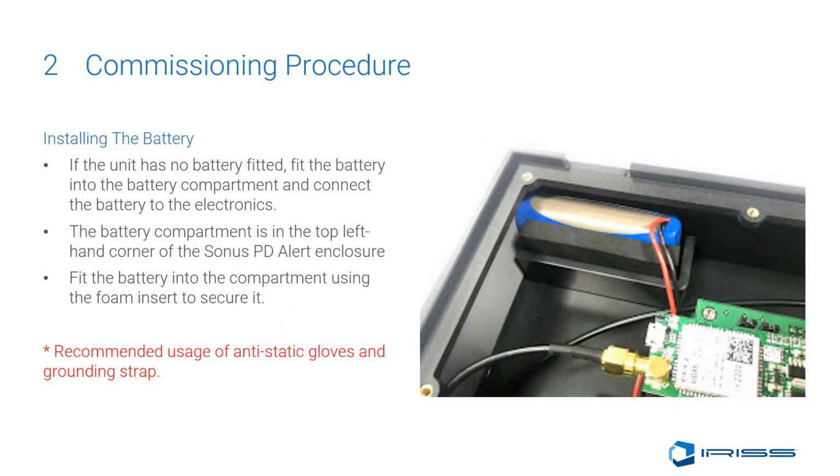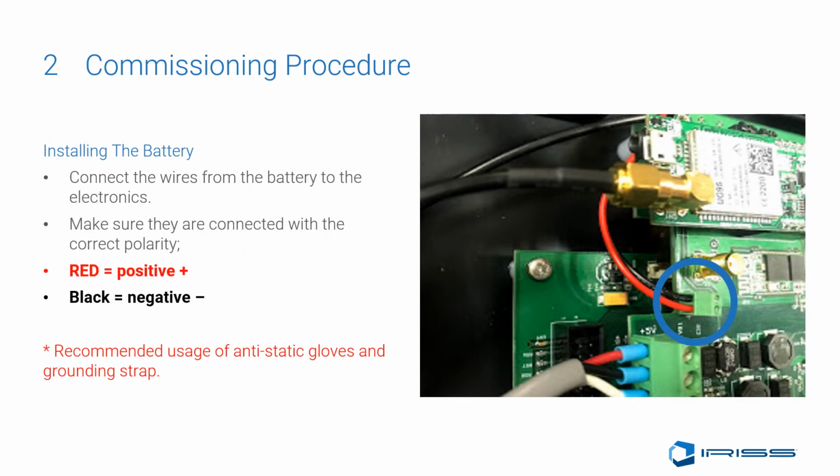If the unit has no battery fitted, fit the battery into the battery compartment and connect the battery to the electronics. The battery compartment is in the top left-hand corner of the Sonus PD Alert enclosure. Fit the battery into the compartment using the foam insert to secure it into place. When connecting the wire from the battery to the electronics, make sure that they are connected with the correct polarity, red for positive, black for negative.